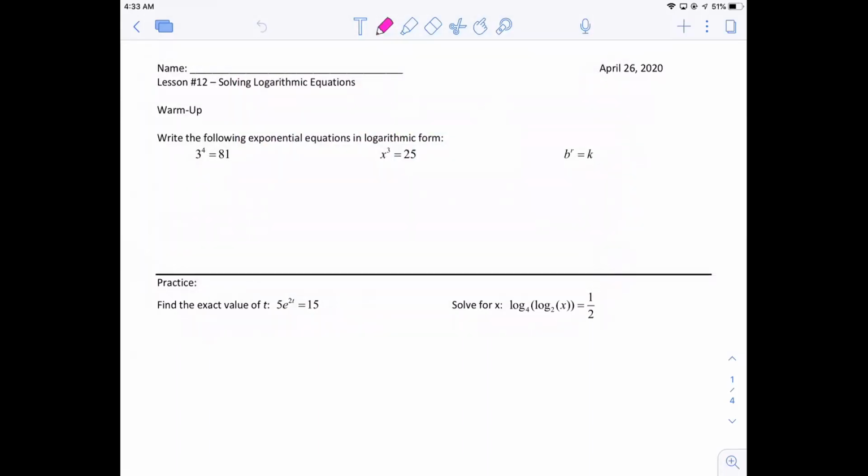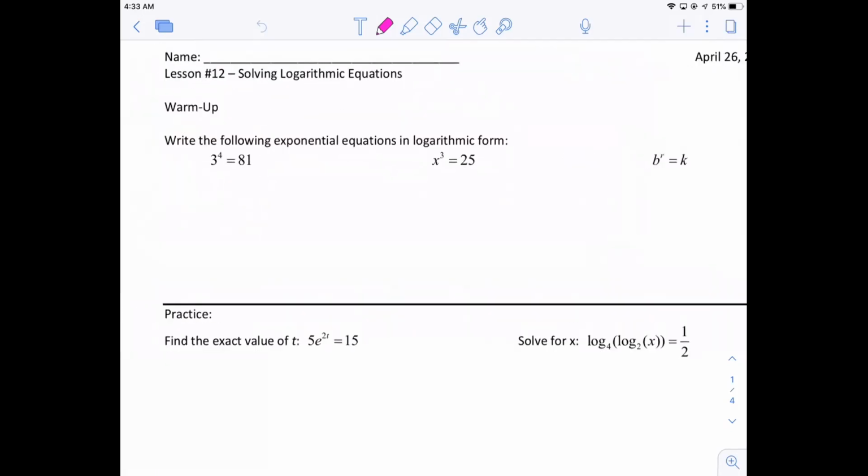Today we're going to be solving log equations. This is a continuation from Friday's lesson, where we learned those 3 log rules. We're going to be using those log rules today to solve logarithmic equations. For this warm-up, we've done a lot of going from log form to exponential form, so I thought we'd practice going from exponential form to log form. Take a minute, pause the video, and try the 3 problems for the warm-up.